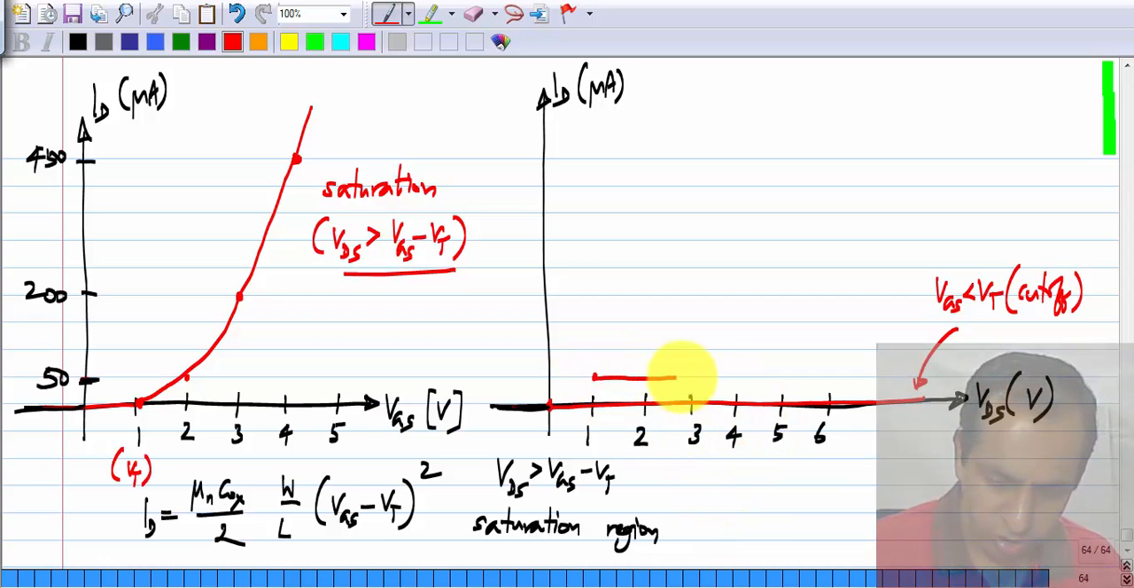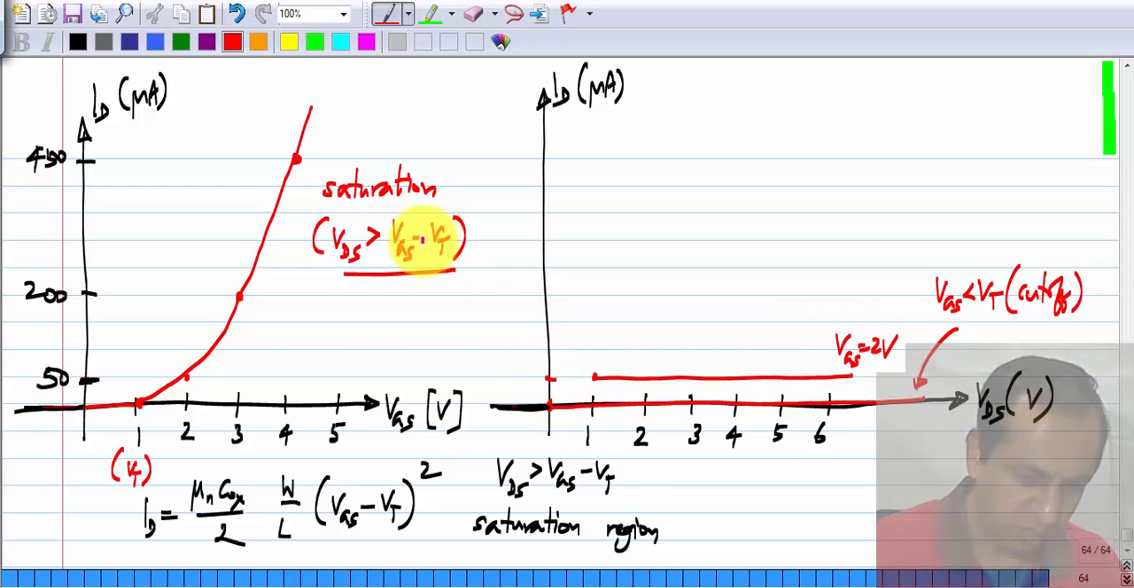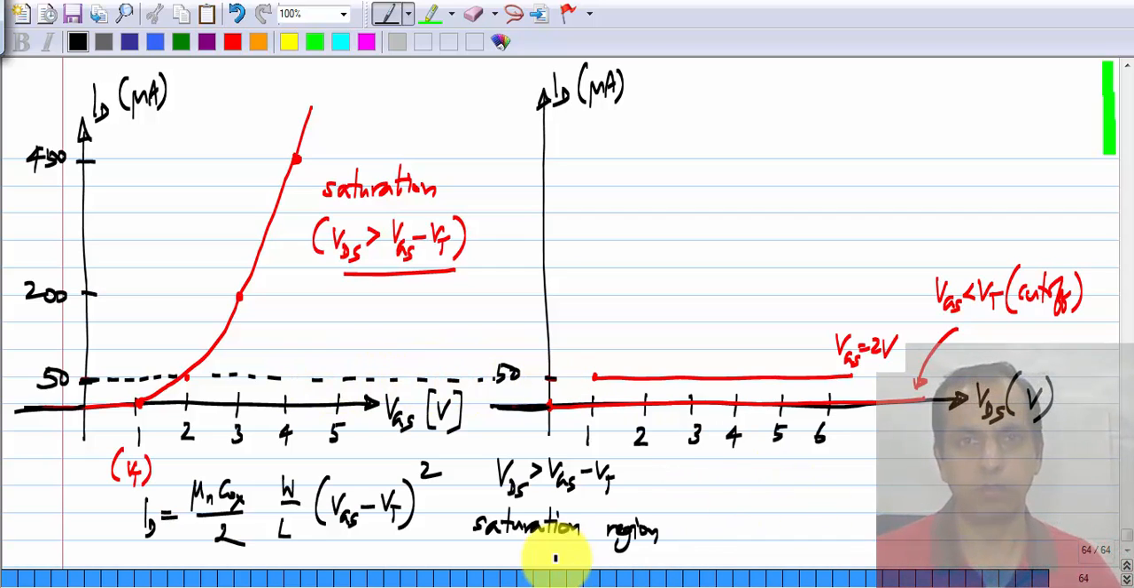So, this will be the curve for VDS equals 1 volt. The current will be 50 microamperes. It is the same as what is evaluated here. Notice that I have made the x-axis collinear. So, this is 50 microampere and exactly the same thing is what we see over there. But this is valid only for VDS more than 1 volt, okay. So, this is the value of VGS minus VT.